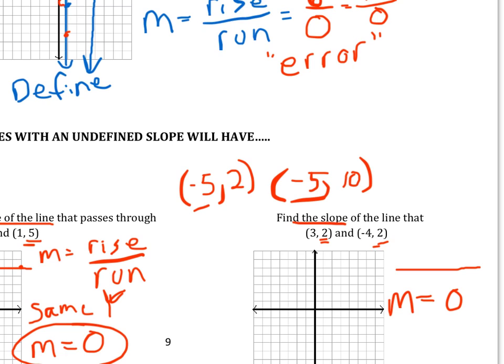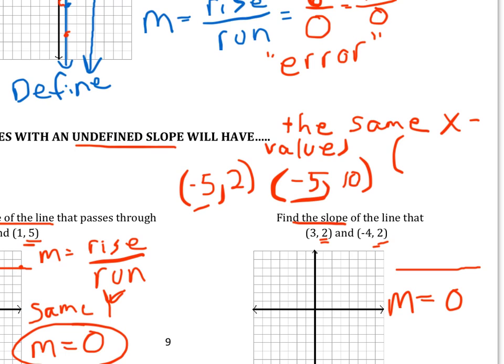Let's actually write that right here. So slopes that are undefined will always have the same x values. And it's going to look something like this. It's going to be the same x. So let's just say like 5 and a number. And then the other ordered pair is going to be 5 and any other number. Okay, the same x.